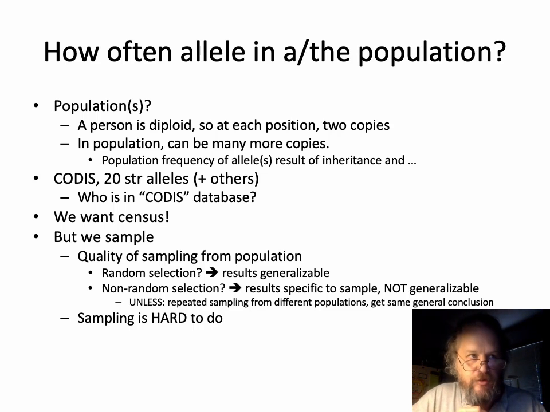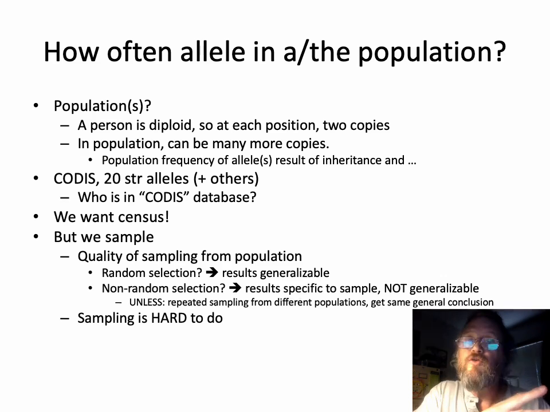Okay, so our question is, how often does a particular allele show up in a or the population, right? So first off, what do you mean by population? And so from the genetic perspective, of course, we're thinking about a person is diploid, and so therefore at each position in the nuclear genome, there's going to be 2 copies of that gene, right? Or that position or that locus.